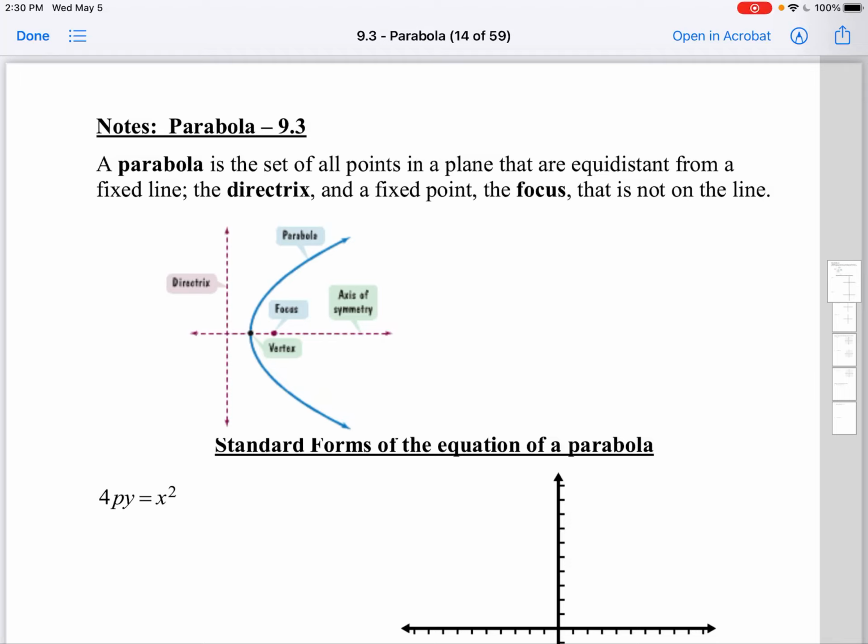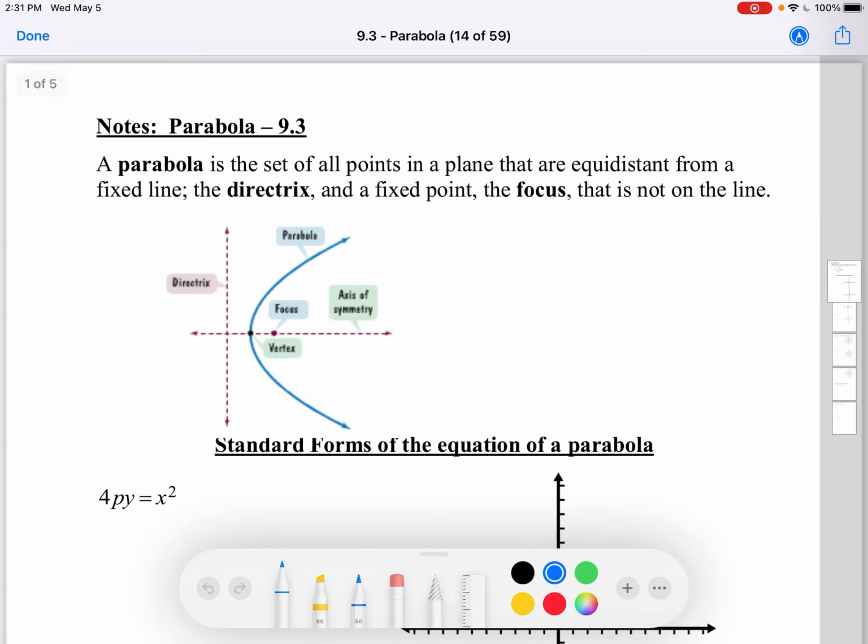Hi everyone. Today we're going to be talking about section 9.3, which talks about parabolas. And the great thing about section 9.3 is you guys have actually seen parabolas in the past. All right, so before we get started, where you have seen a parabola in the past is back in Algebra 2 and even in Algebra 1 when we had the basic function y equals x squared.